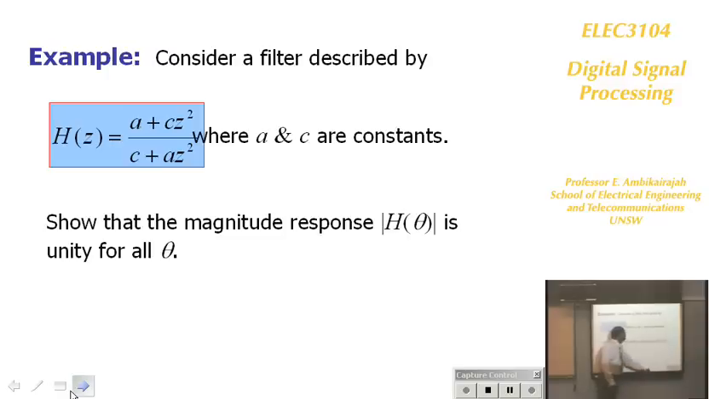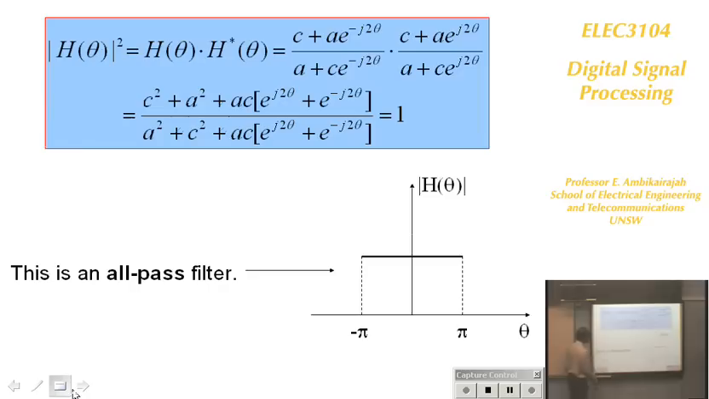Consider another filter. This is another filter here, and we want to find out the magnitude response. When this filter has these coefficients, that one and that one, and they are both equal, I can say this is an all pass filter. I know the properties, but you will learn that as you go along. Let's calculate its frequency response, the magnitude response.